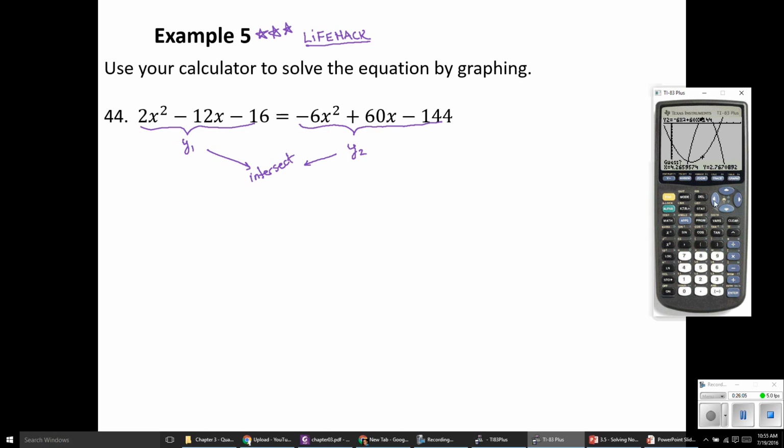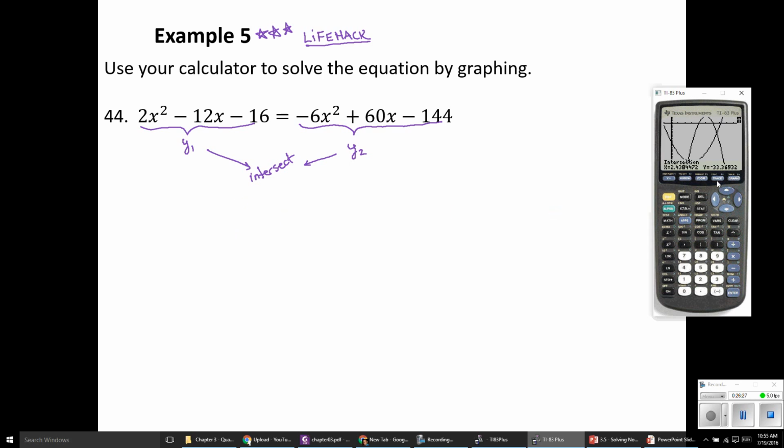It's asking for a guess, so we want to toggle over until we're close to one of the intersections and hit enter. So you can see 2.438 and negative 33.369. Those are the coordinates of that first intersection point. That's our first solution, the whole ordered pair, to this problem.